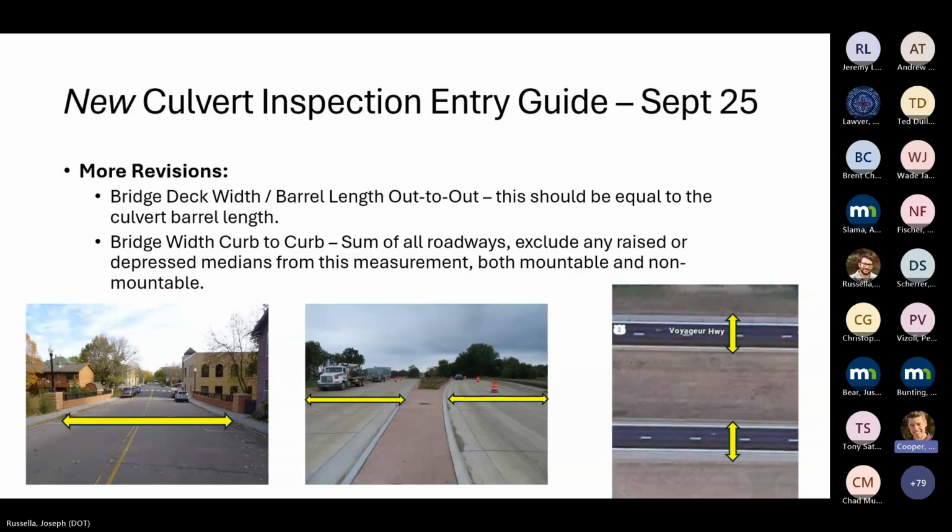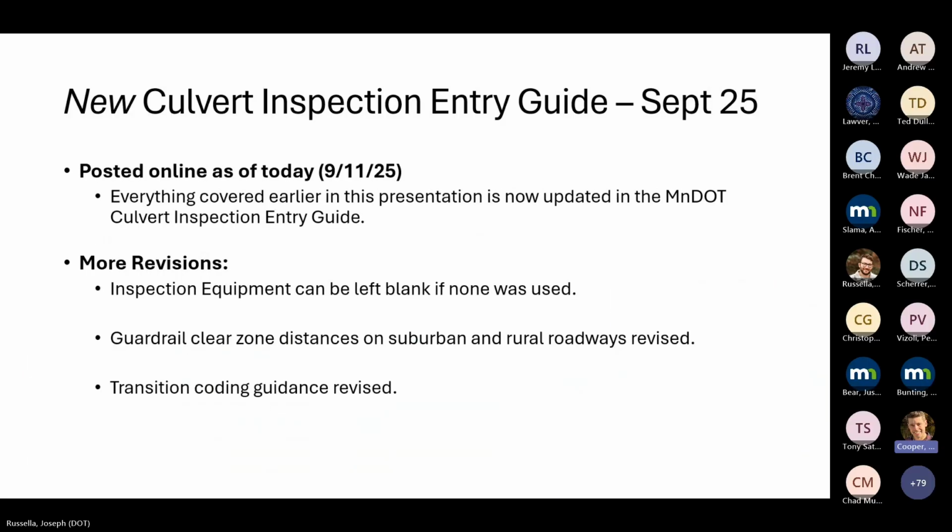Oh, go back one slide, Joe. I just wanted to highlight a few of the revisions. Inspection equipment, you can leave this blank if no equipment was used. We've also revised some guardrail clear zone distances on suburban and rural roadways. And Pete also did some transition coding guidance revisions. Okay, now next slide.